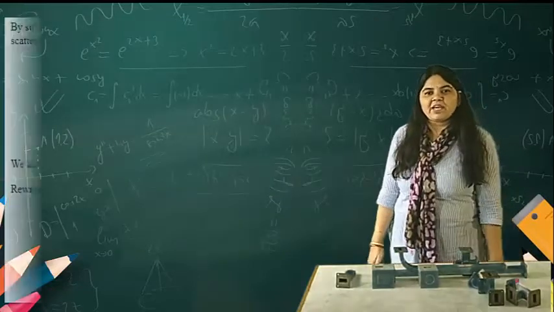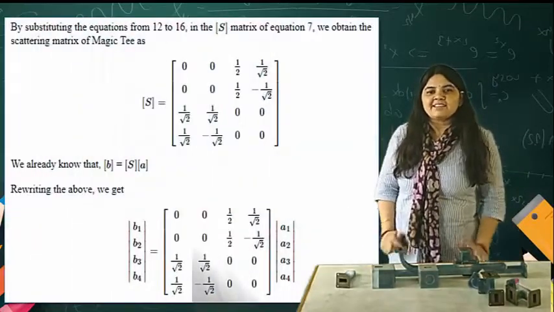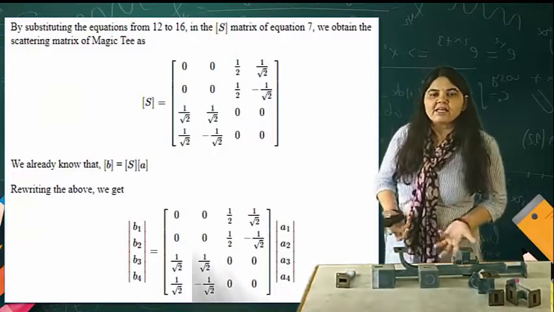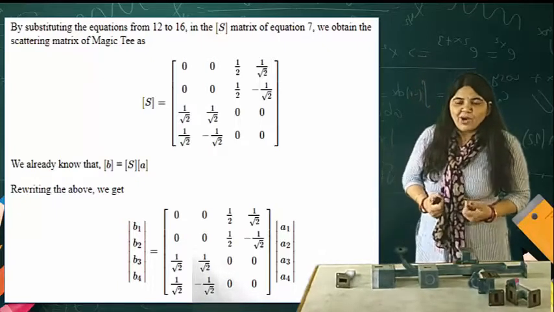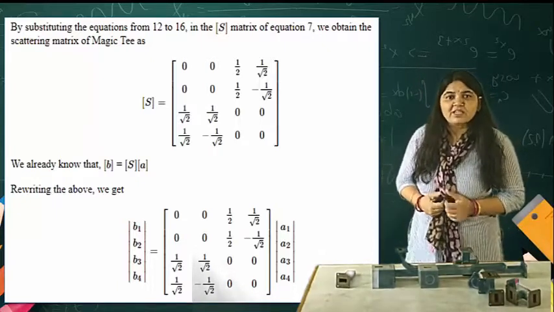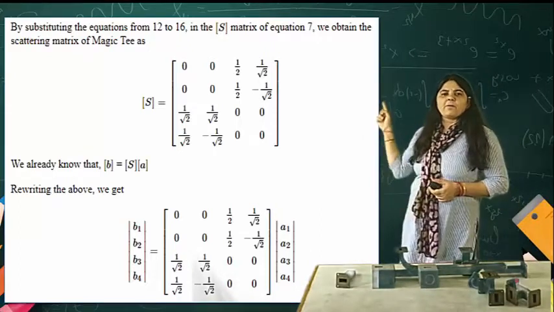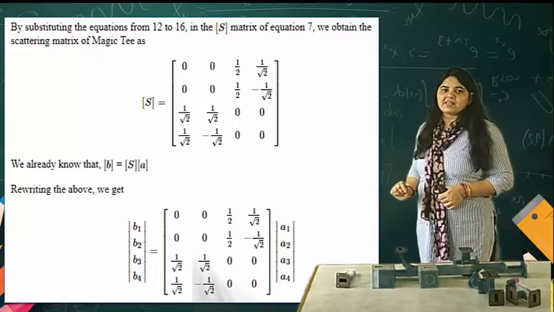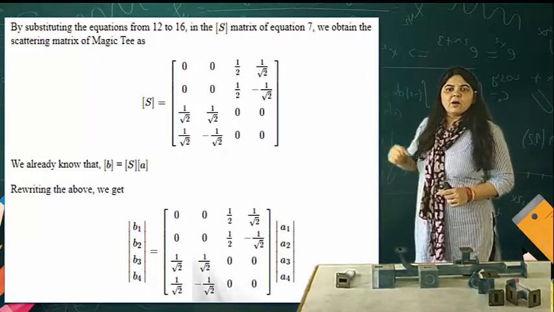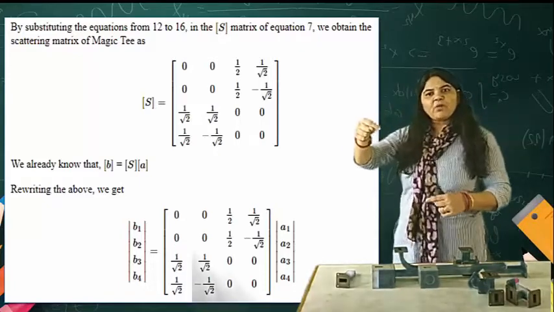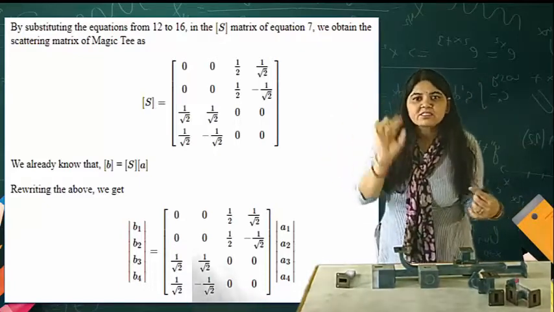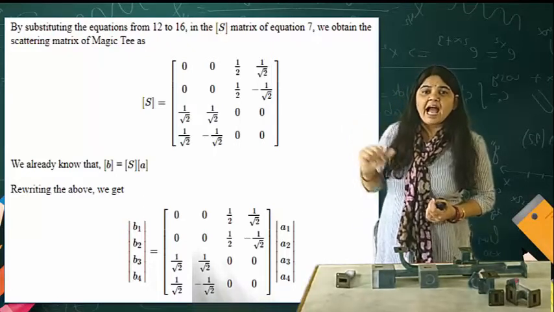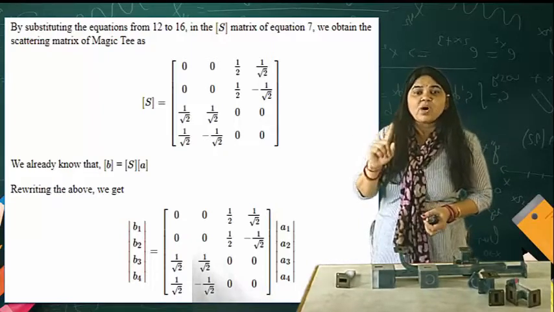So now we are putting all the values inside the equation. In the vivas, the question can be asked: what is the S matrix for the magic T? What is the behavior of the magic T? You can easily describe the behavior of the component after looking at this particular matrix. S11 is 0, meaning applying the input at port number 1, the output at port number 1 is 0, if it is perfectly matched. Then 1 by root 2, which is the element S13.